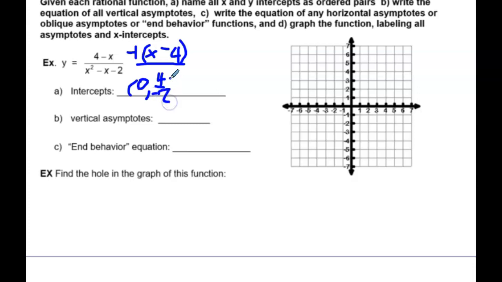So down at 0, -2 is where it's crossing the y at. And the x-intercept is what would make the top 0. Anybody tell me what number will make the top 0? +4. So we have an x-intercept over here.